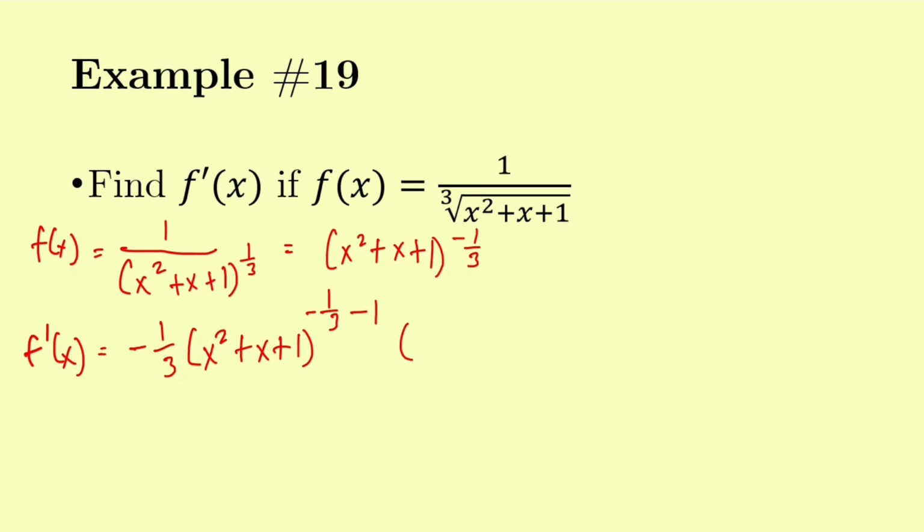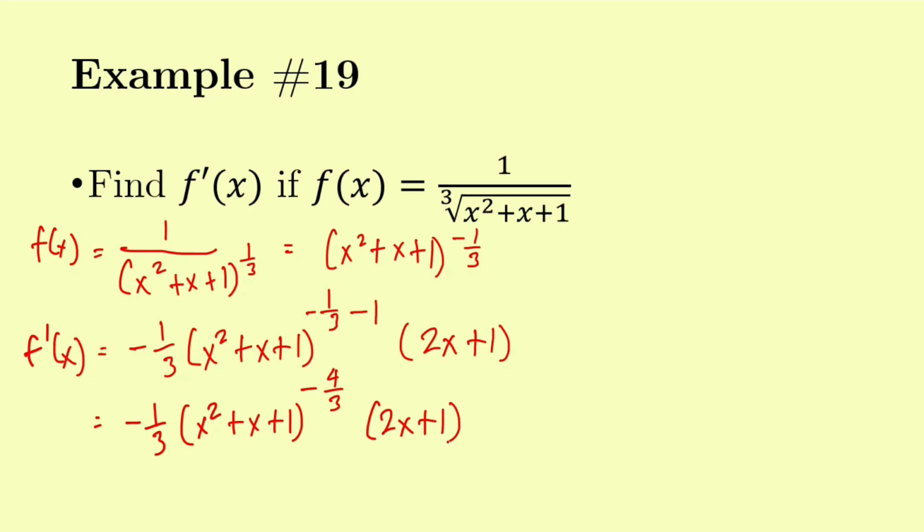Nasa loob, magiging 2x plus 1 siya. And then that's equal to negative 1/3 times x squared plus x plus 1 raised to negative 1/3 minus 3/3, or simply, magiging negative 4/3 yan. Multiplied by 2x plus 1. Okay.